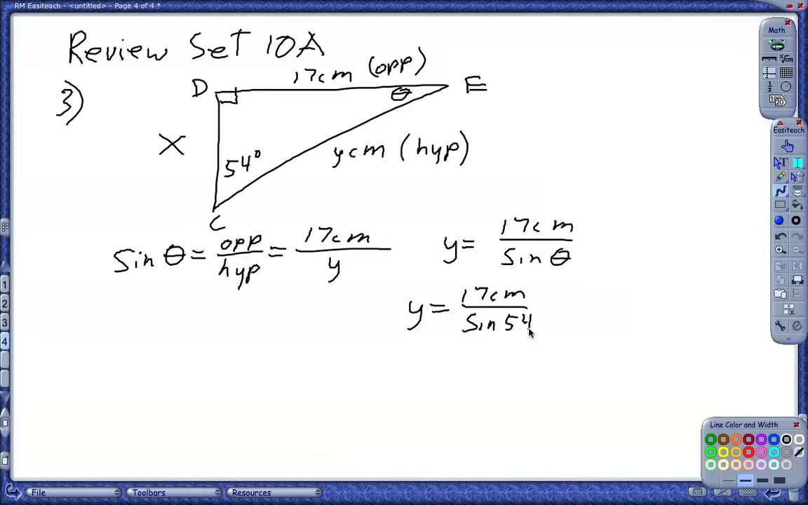54 sine is equal to 0.8090, etc. I'm going to use the whole length of it, leave it right on my register to be most accurate. But for here, I'm just going to go ahead and write 17 centimeters divided by 0.8090 is equal to Y. I'm going to store that function and go 17 divided by memory recall equals 21 centimeters. Y is equal to 21 centimeters.